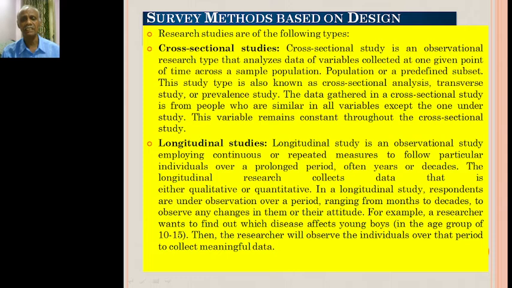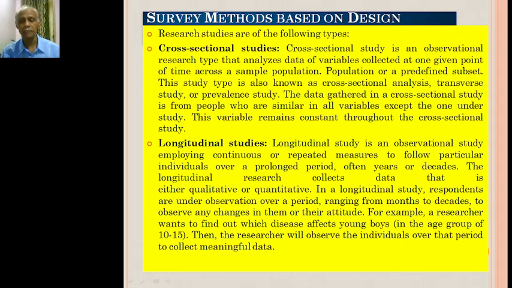The research studies show that there are a few survey methods based on the research design. Let us take one by one. The first one is cross-sectional studies. The cross-sectional study is an observational research type that analyzes data of variables collected at one given point of time across a sample population or a predefined subset.